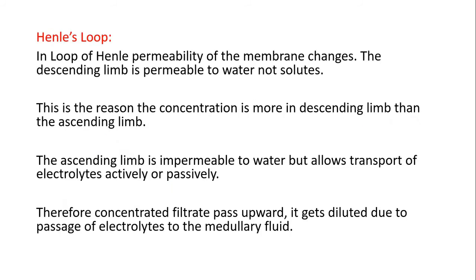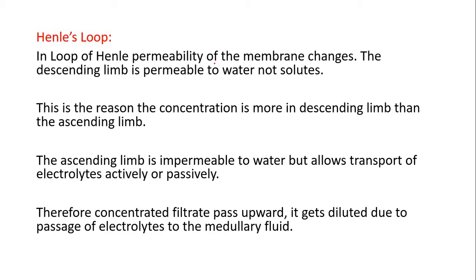Now let's discuss how reabsorption occurs in the loop of Henle. The loop of Henle is a hairpin-like structure of the nephron. It is deep inside the medulla. It is not present in the cortex. It has two parts, as I told in the structure of the nephron: one is the ascending limb and the other is the descending limb. And reabsorption, mostly water reabsorption, occurs in the descending limb.